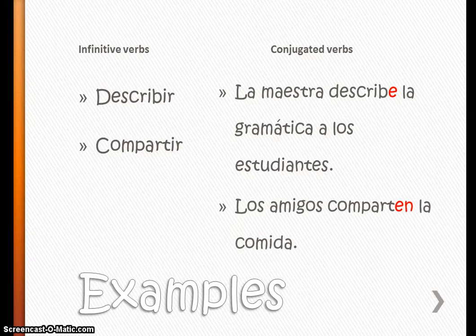And los amigos comparten la comida. The friends share the food. Los amigos falls into the ellos, ellas, y ustedes category. So your verb needs to end in en.